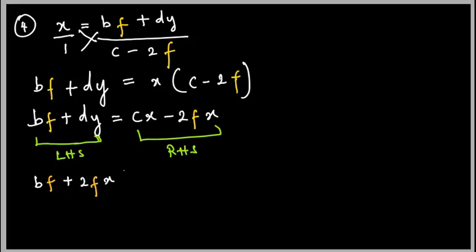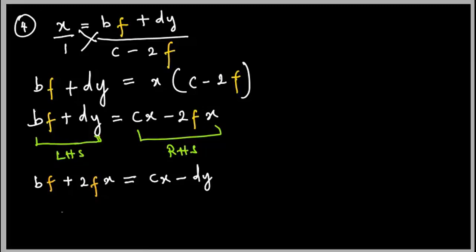The rest should go to the right hand side. Already on the right we have cx. On the left we have dy. dy does not have f. So take it to the right. It's positive on the left, as you can see, so when it goes to the right, it becomes minus dy.